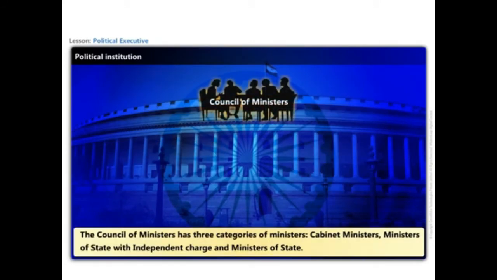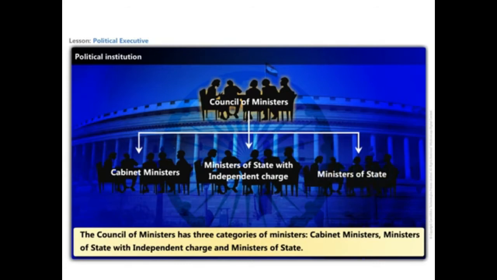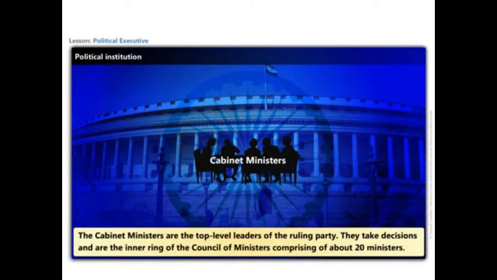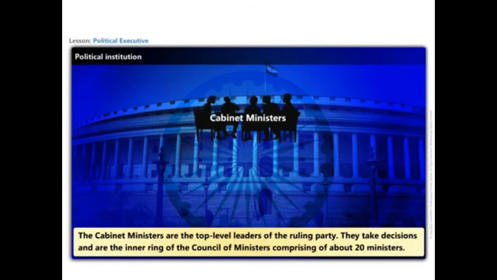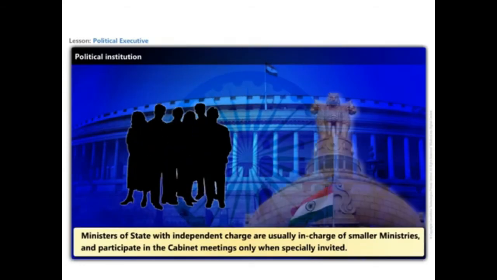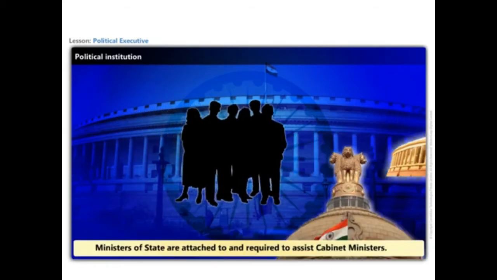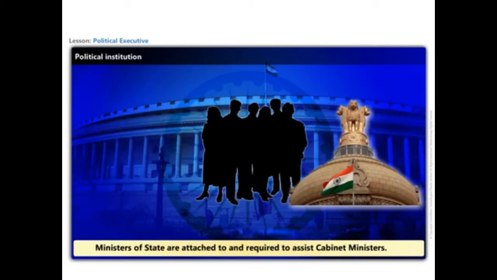The Council of Ministers has three categories of ministers: Cabinet Ministers, Ministers of State with independent charge, and Ministers of State. The Cabinet Ministers are the top-level leaders of the ruling party. They take decisions and are the inner ring of the Council of Ministers, comprising about 20 ministers. Ministers of State with independent charge are usually in charge of smaller ministries and participate in the cabinet meetings only when specially invited. Ministers of State are attached to and required to assist Cabinet Ministers.